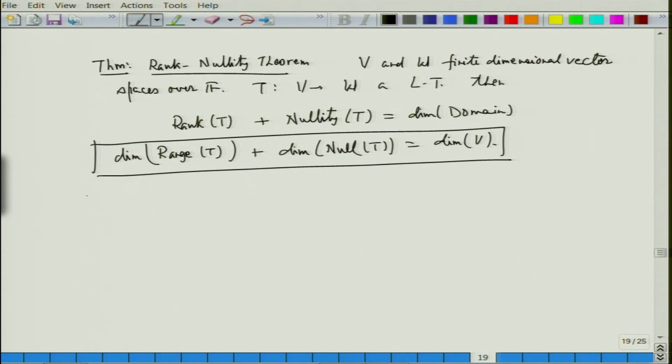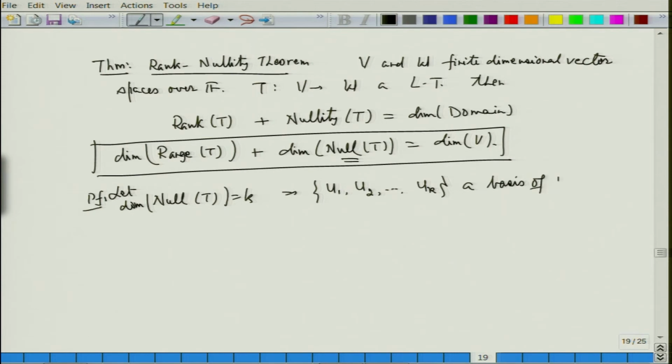The idea though, I will just write the proof here. All right. So, look at the nullity of T, the null space. Let the dimension of this be equal to K. This implies you have U1, U2, up to UK, a basis of the null space of T, fine. This is a subset of V. So, I can extend it to form a basis of V.